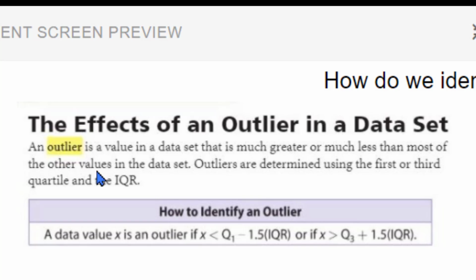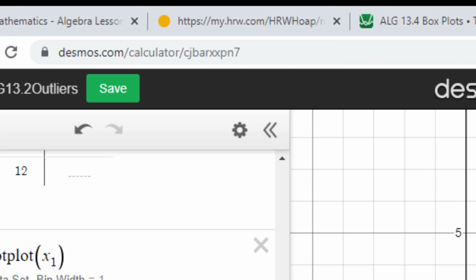An outlier is a value in a data set that's much greater or much less than most of the other values in the data set. Outliers are determined using the first or third quartile and the IQR. So fortunately, you all know what the first and third quartiles are, and you know what an IQR is. But just in case you forgot for the moment, let's refresh your memory by, let me shrink this down a teeny bit and go over to this graph.